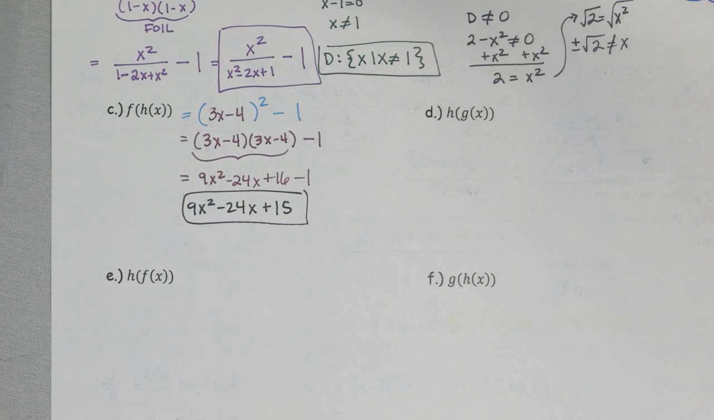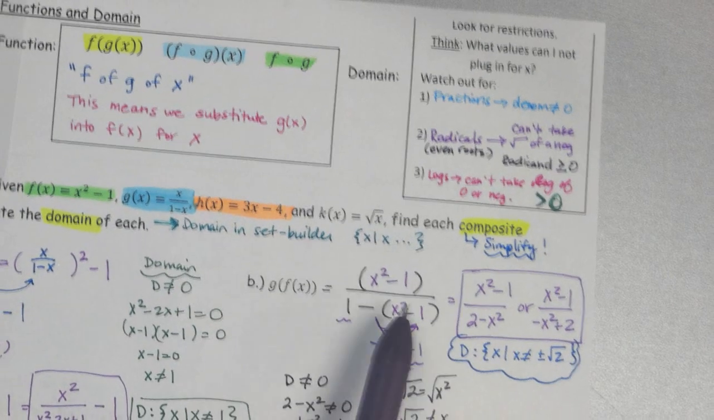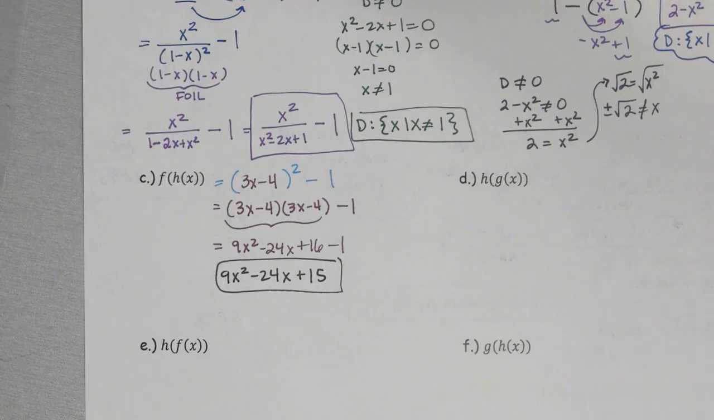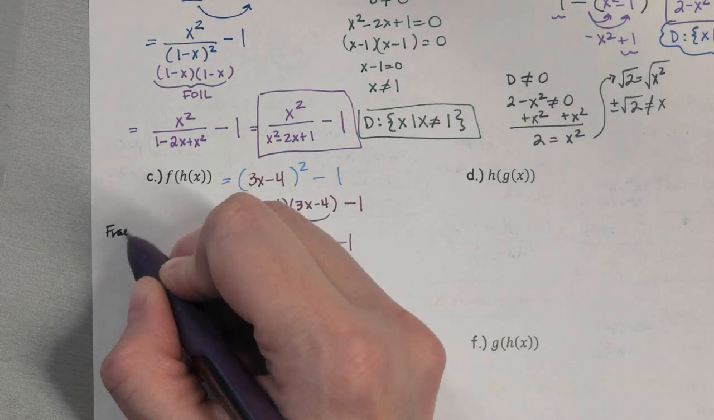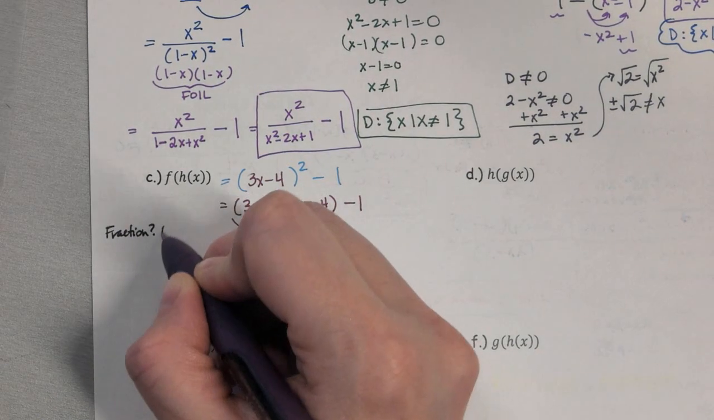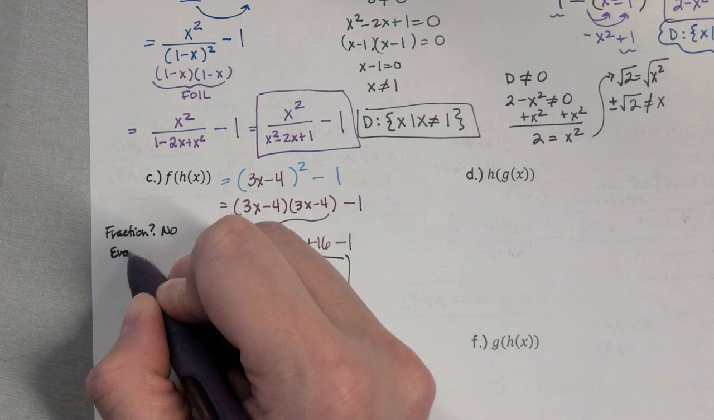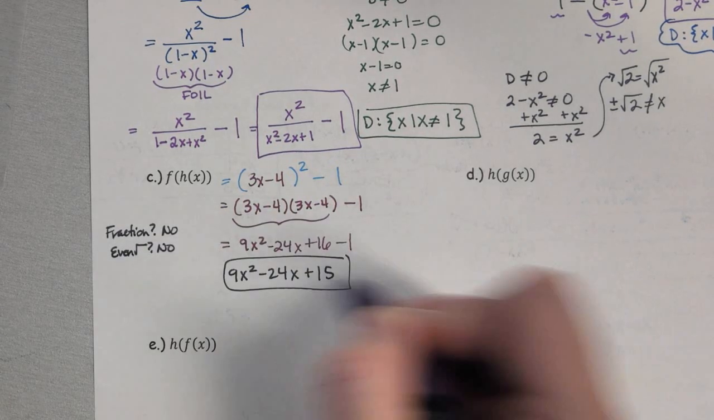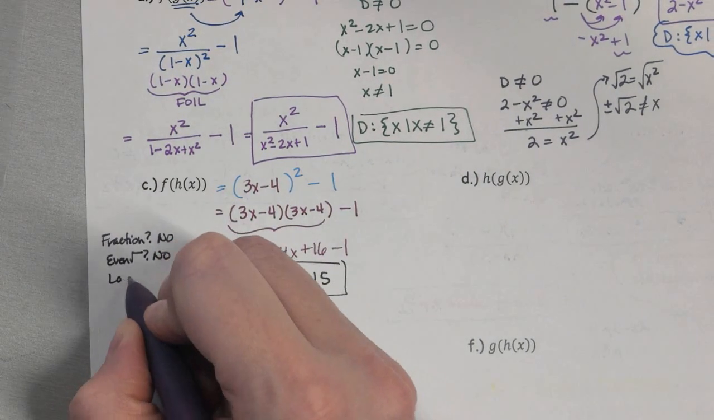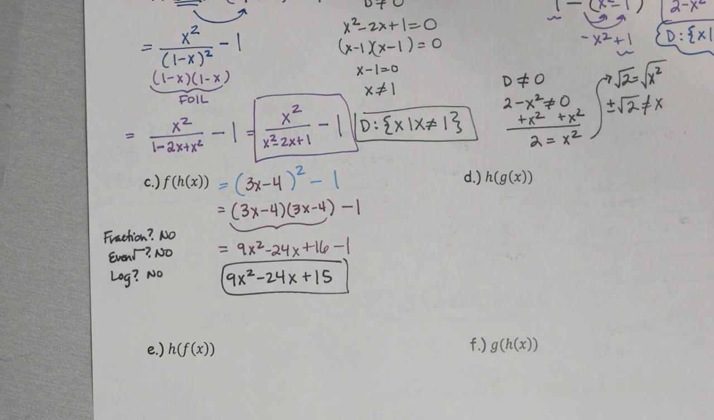Now let's do the domain together. So you FOIL, you apply the minus 1 to the like term. When you're talking about the domain, really this is your checklist. Is there a fraction? Do we have a fraction? No. Do we have an even root? No, there's no radical in there. Do we have a log? No. So then what is our domain?